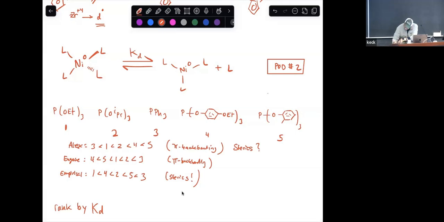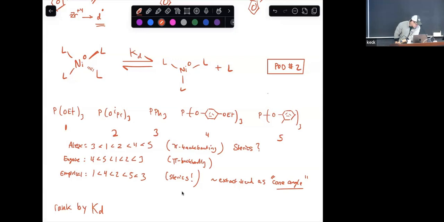And how do we know that sterics is a dominant factor? It's that this is almost the exact same trend as if we were to look at the cone angle. And cone angle we will describe in a later lecture, but it is a parameter that reads out how bulky a ligand is.